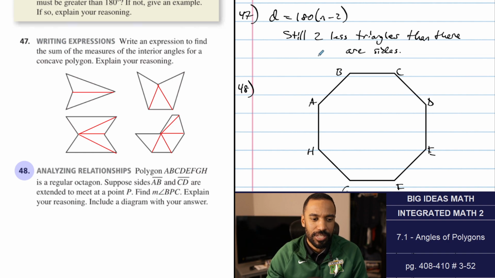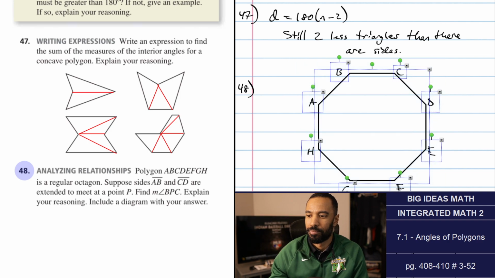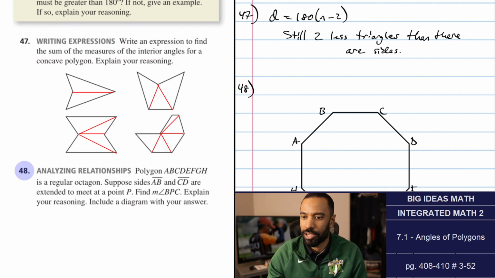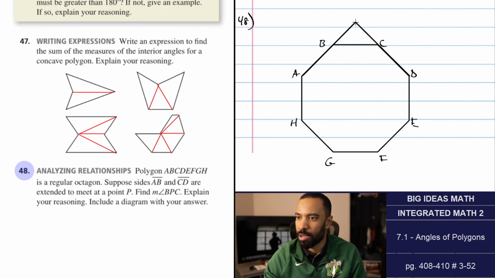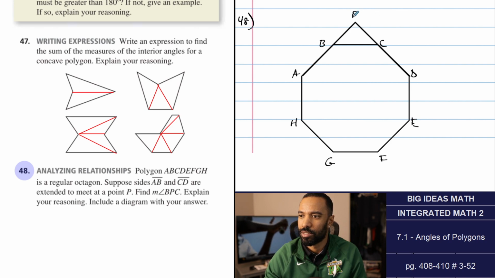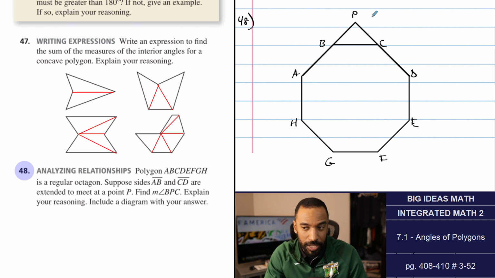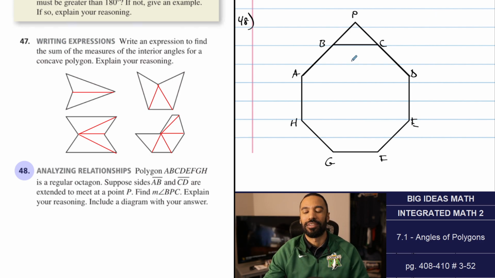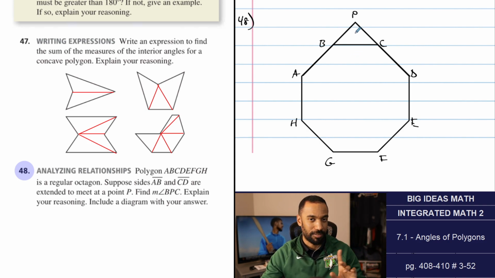Suppose sides AB and CD are extended to meet at point P. Oh, then I need more room. So let's extend these two sides here like this and like this. And they meet at point P. Okay. Find measure of angle BPC. Looks like a 90-degree angle, but we'll see. Explain your reasoning. Include a diagram with your answer. I will. Okay, here. Okay, I already know more things than. I mean, the answer is going to be 90. Not because it looks it, because I know some more things.